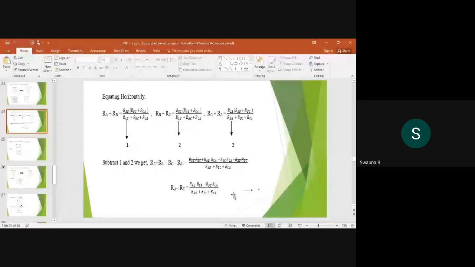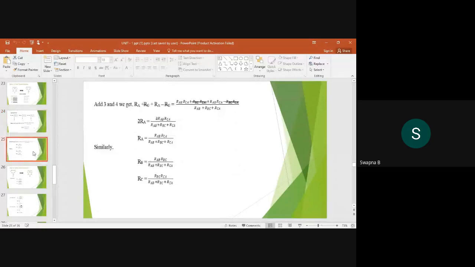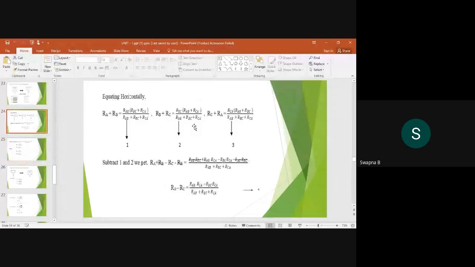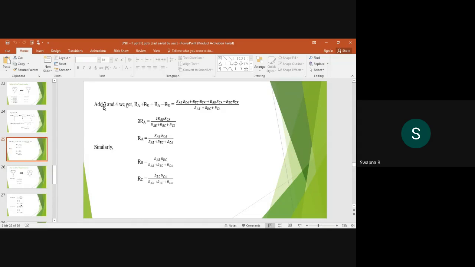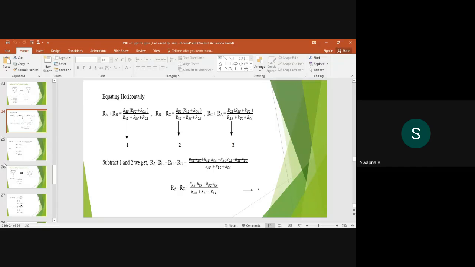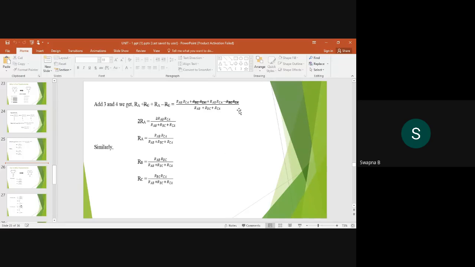Now add equations 3 and 4. First we subtracted 1 and 2, leaving the third equation. We got the answer from subtracting equations 1 and 2 and marked it as equation 4. Now add 3 and 4. Similarly, the left hand side will be added, then the right hand side will be added. Both denominators will be the same, so I will write the denominator as common. Here, RA plus RC plus RA minus RC.